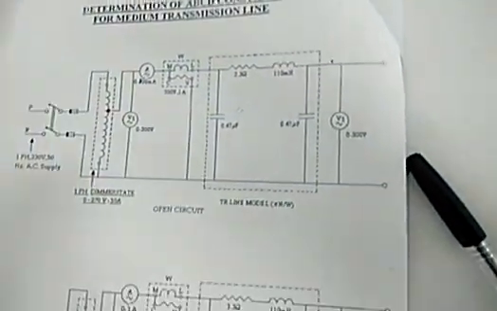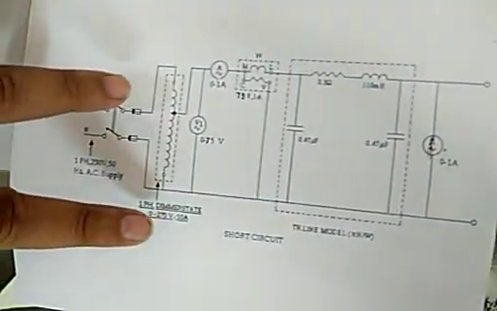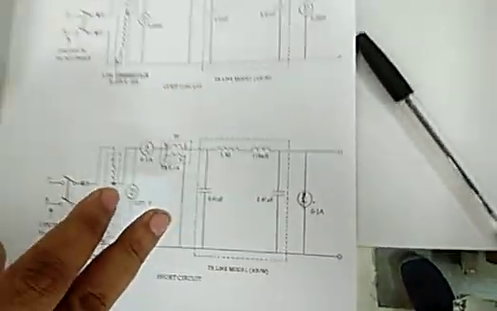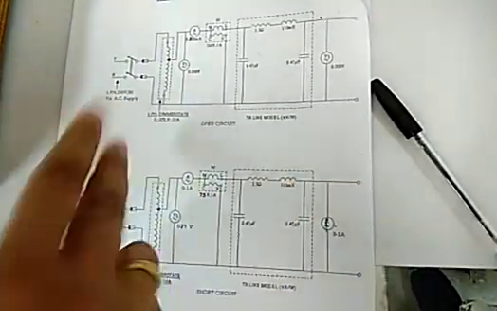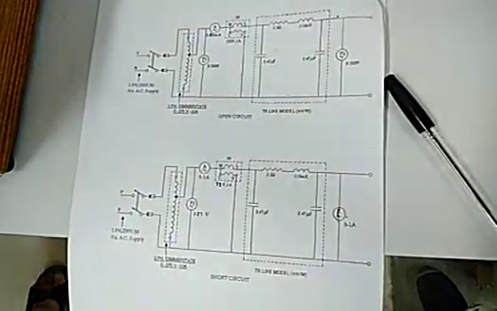And then under short circuit condition, we will short the receiving end and we will give the supply to the sending end. The same open circuit and short circuit test we are going to repeat by exciting the receiving end side, keeping the sending end open and sending end short. Now I have done the connections for the open circuit test.